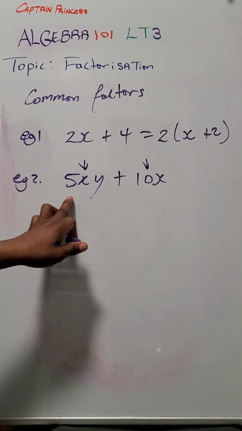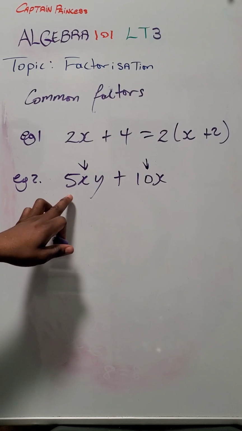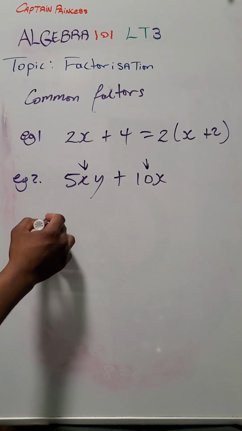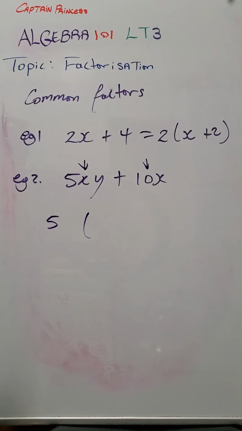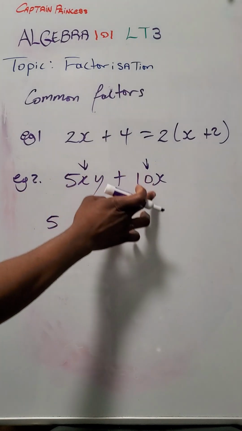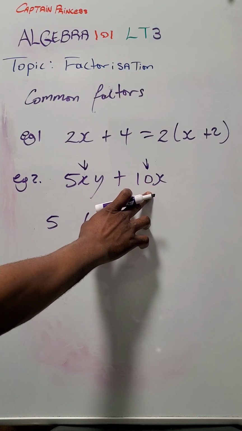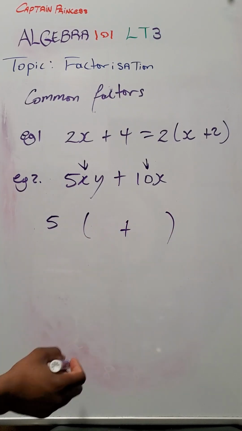So for this, the common factor would be 5, and then we will take 5 from this, so we can put 5 on the outside. This is like a little trick. 5 can go into this term and 5 can go into this term as well. So let us put a plus sign here, and put a bracket here.